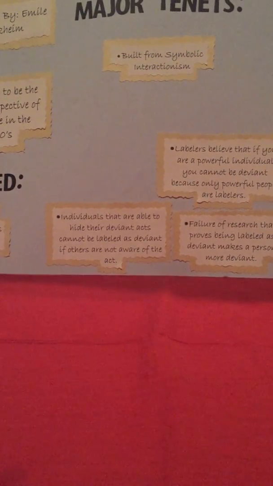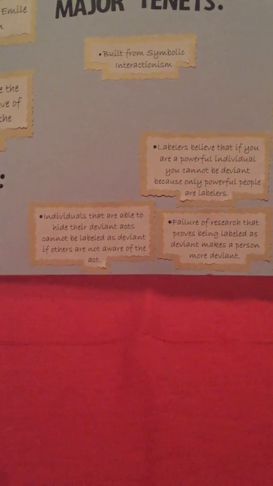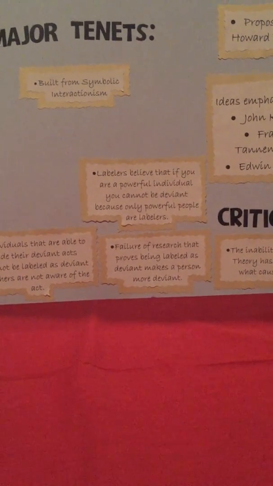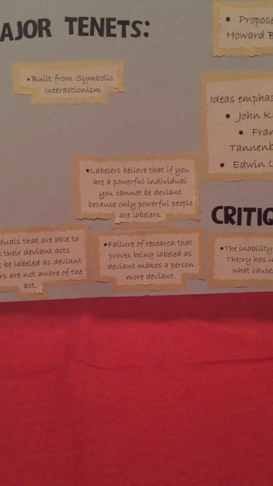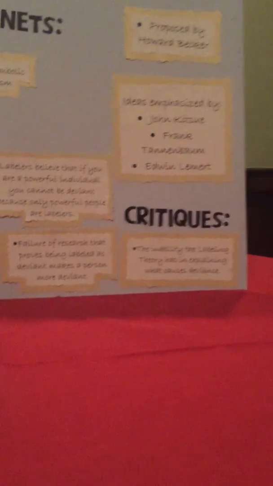Other critiques are that individuals that are able to hide their deviant acts cannot be labeled as deviant if others are not aware of that act. Labelers also believe that if you're a powerful individual, you cannot be deviant because only powerful people are labelers. There is also the failure of research to prove that being labeled as deviant makes a person more deviant, and the inability the labeling theory has in explaining what causes deviance.